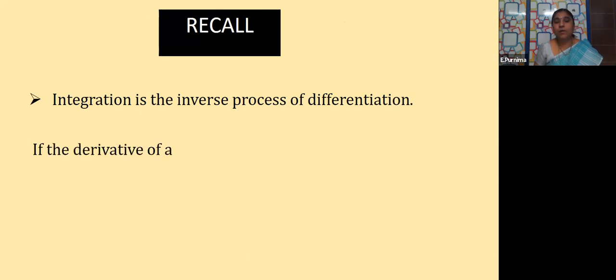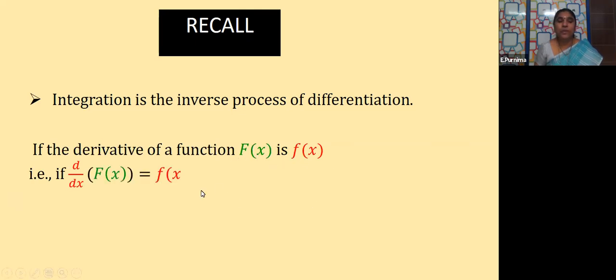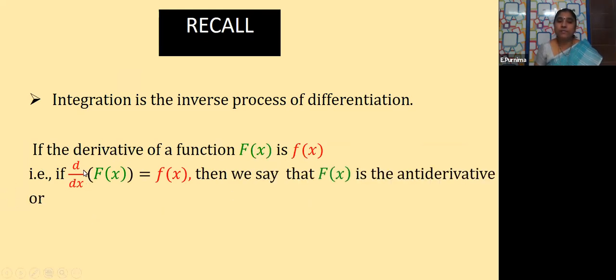If the derivative of a function f of x is small f of x. Here I am showing a small difference in the f, children, make a note of it. If d by dx of capital F of x is equal to small f of x, then we say that capital F of x is the antiderivative or primitive of f of x. This we have seen in the last session, and a few more examples also, from derivative to integration.